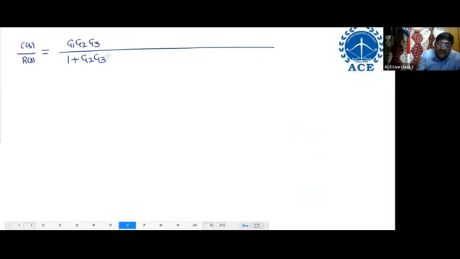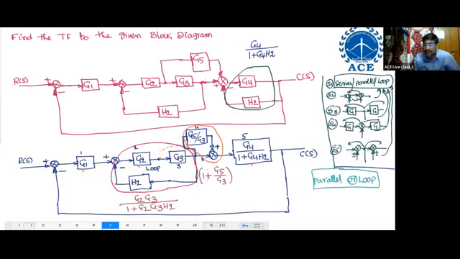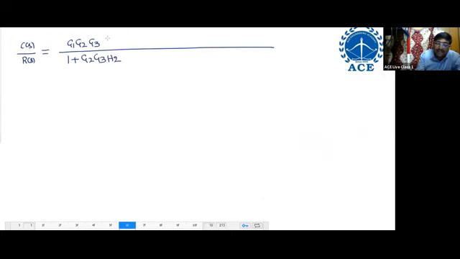H2, right? Then again, what happened? Series with what? What is this block? G3 plus G5 by G3. Now take the product of this. So the product means G3 plus G5 by G3. It is in series, so product it: G3 plus G5 by G3.